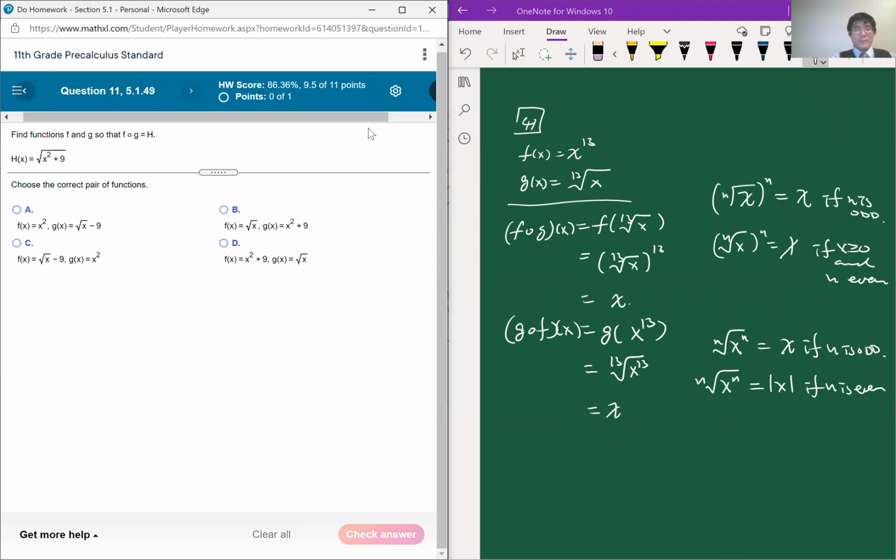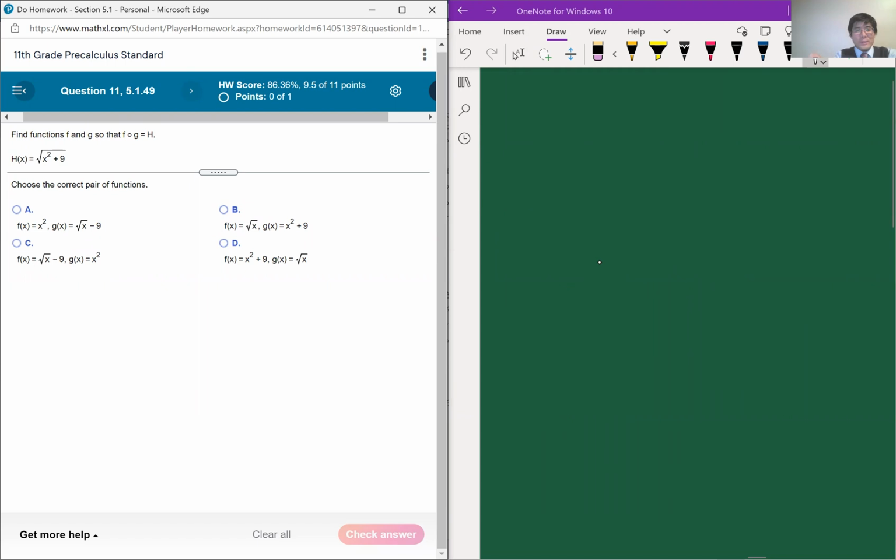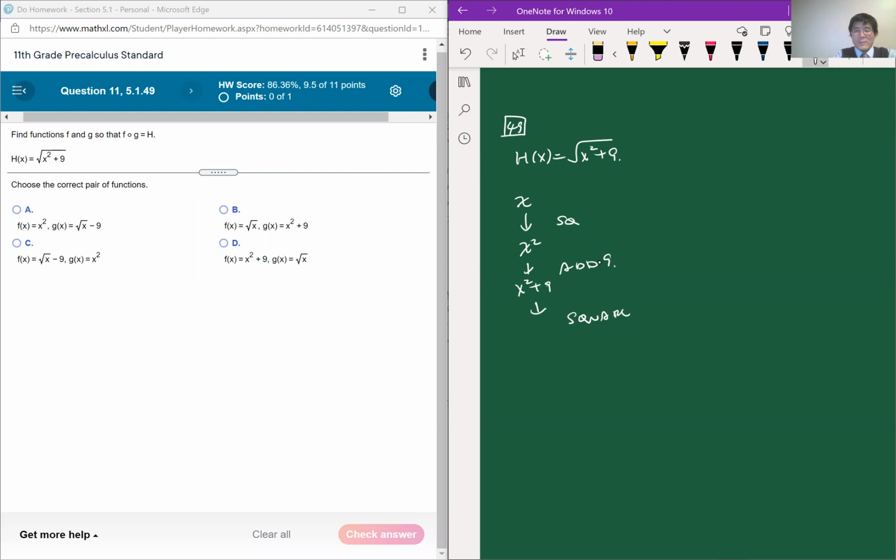Okay, number 49. So number 49 is decomposing a given expression into two simpler functions. Consider this function as doing something like this. We start with x. You want to get x squared by squaring the input. Then you want to add 9. And then you want to take a square root. So there are 3 different operations given to the input to get the result.